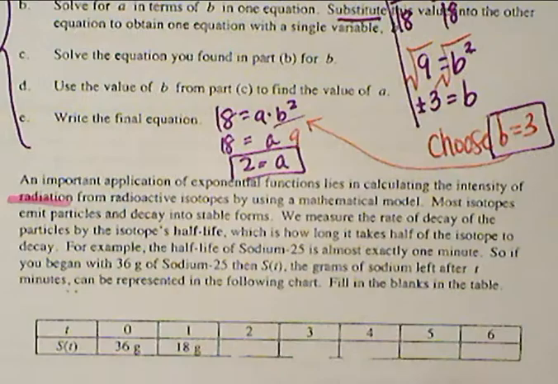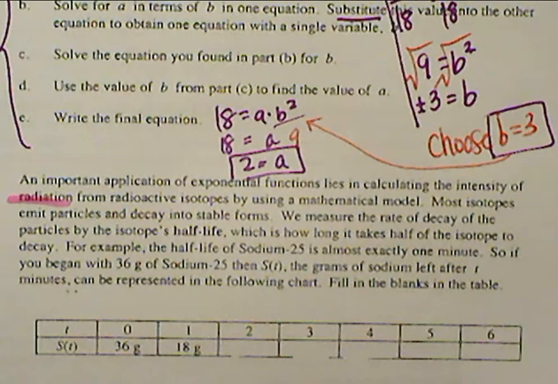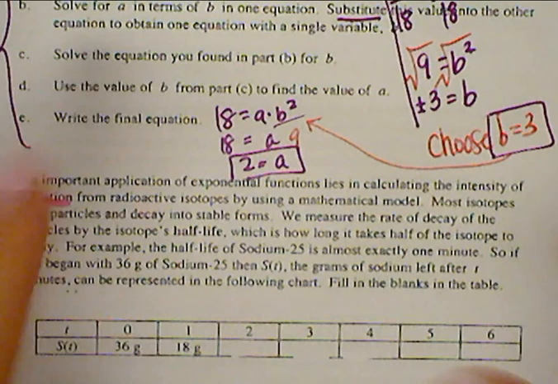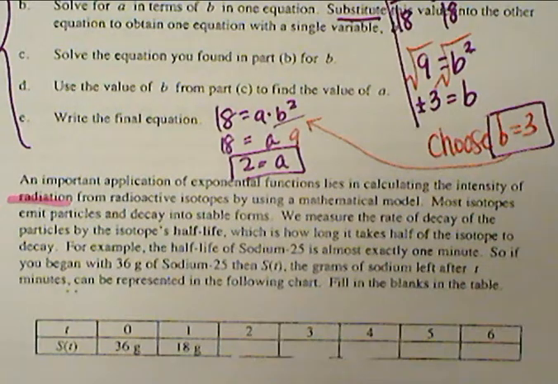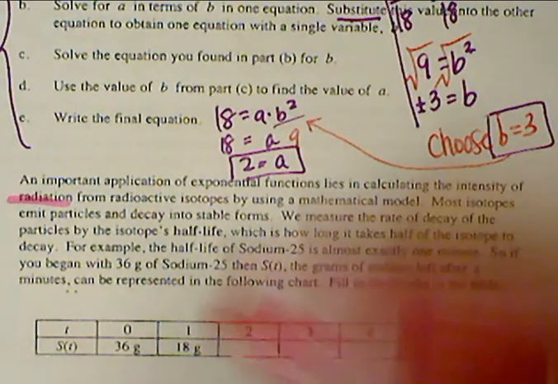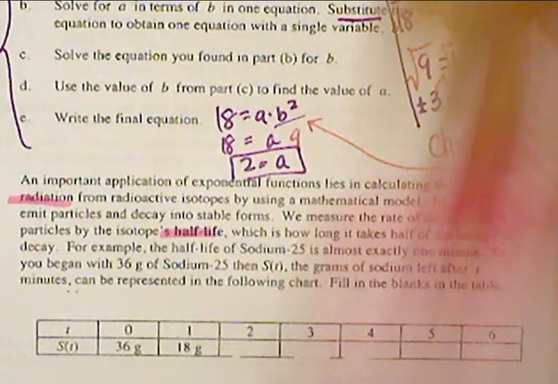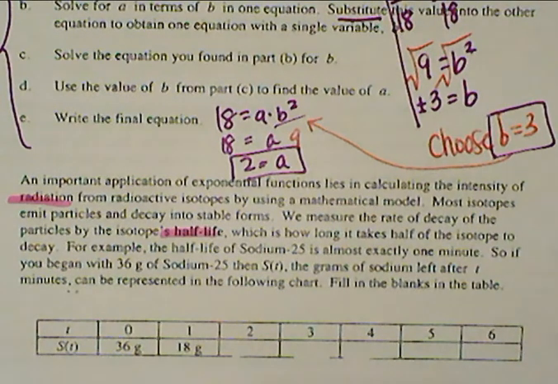While it's radiating, it's unstable, but eventually it's going to radiate until its radiation stops, and then it's stable. We measure the rate of decay of particles by the half-life. Some elements radiate a lot faster, some slower. So we can compare different particles or elements by talking about their half-life. How long does it take you to radiate half of your particles?